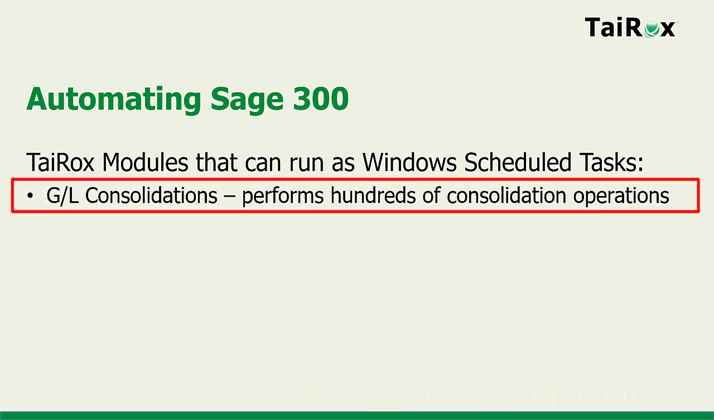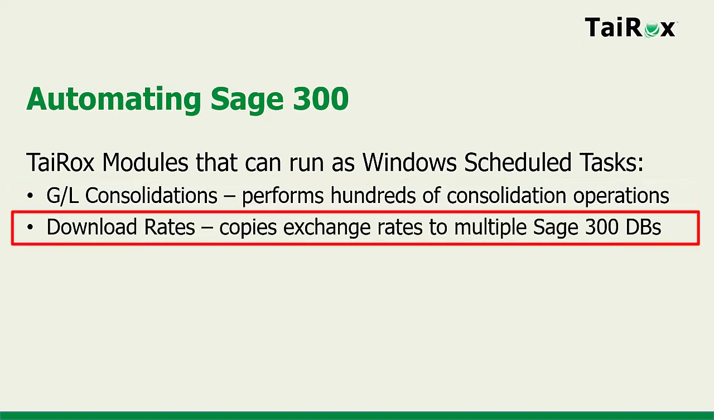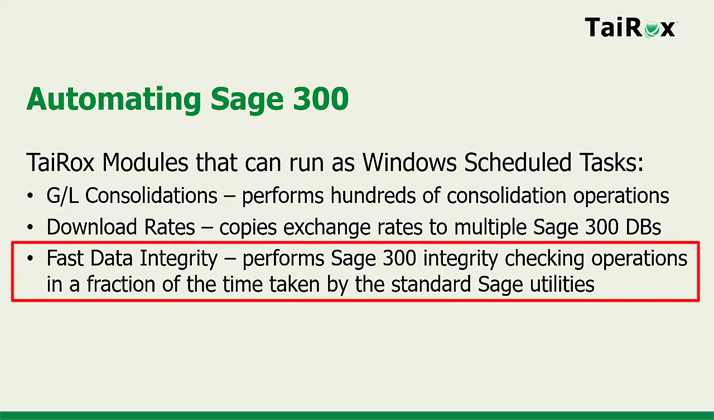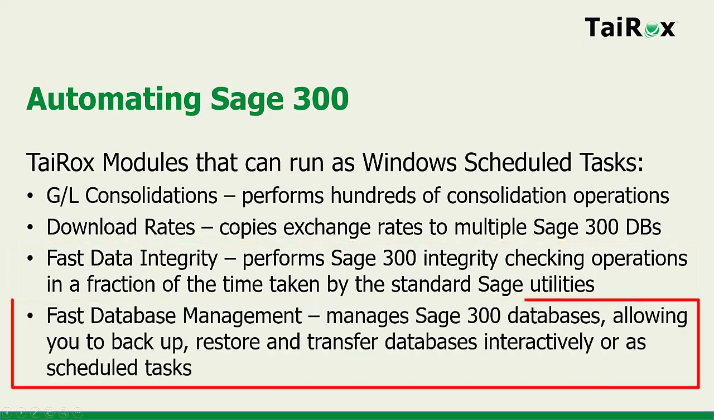For example, GL Consolidations performs hundreds of consolidation operations in a single step, eliminating tedious export and import steps. Download Rates copies exchange rates from Internet providers to multiple Sage 300 databases. Fast Data Integrity performs Sage 300 integrity checking operations in a fraction of the time taken by the standard Sage utilities. Fast Database Management manages Sage 300 databases using TaiRox Fast Libraries, allowing you to backup, restore, and transfer databases interactively or as scheduled tasks.